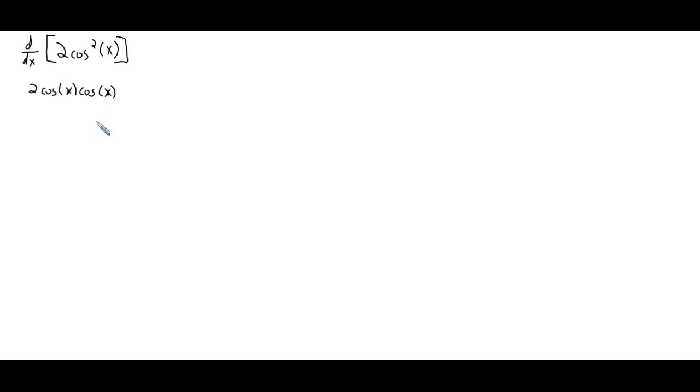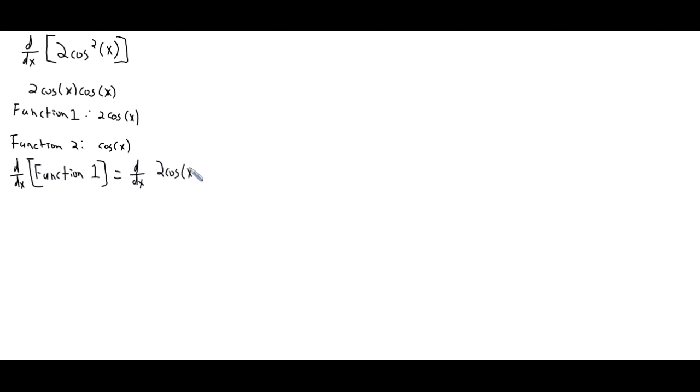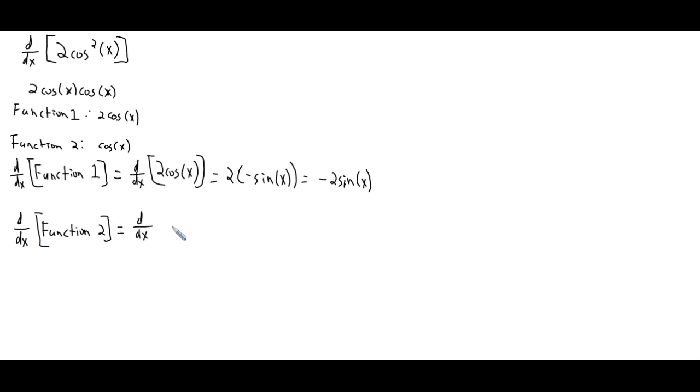Okay, well, 2 cosine x is a function, right? So if I told you to graph 2 times cosine x, you could do it. So that's a function. And then that would make our other function, function 2, just cosine x. So that's function 1 and function 2, and now we take derivatives. So the derivative of function 1 is the derivative of 2 cosine x, which ends up being 2 times negative sine x, which is negative 2 times sine of x. And now the derivative of function 2 is the derivative of cosine x, which is just negative sine x.